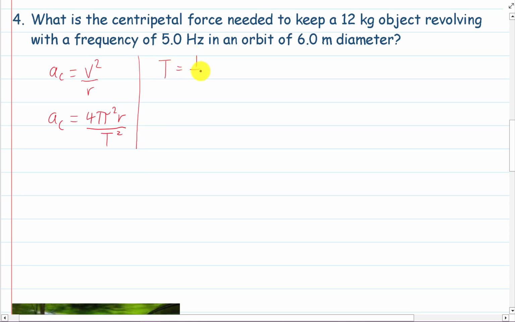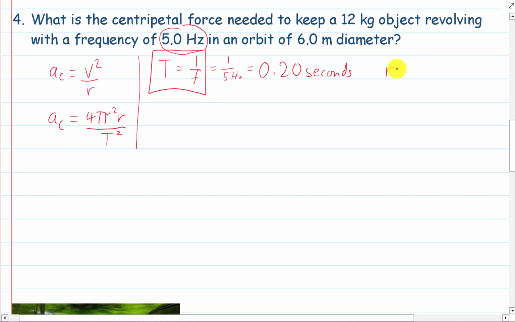T is equal to 1 over the frequency. And if the frequency is 5 hertz, then it's just 1 over 5 hertz. So the period, this formula is on your formula sheet, is just going to be equal to 1 over 5, which is 0.20 seconds. So it takes 0.2 seconds to do 1 full orbit. So it's going around like stink, really fast.